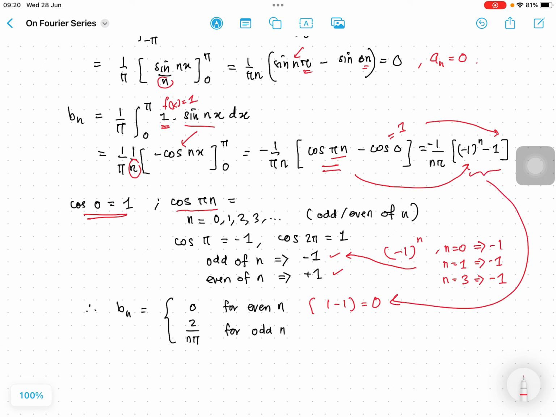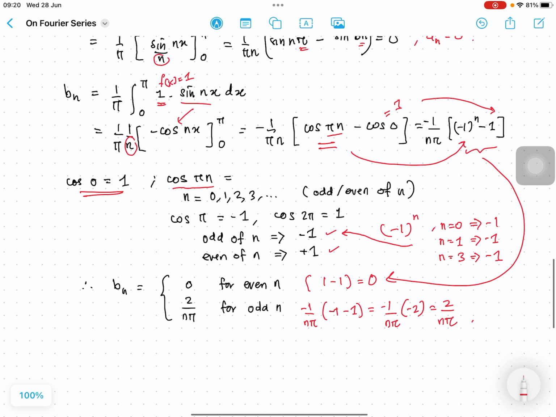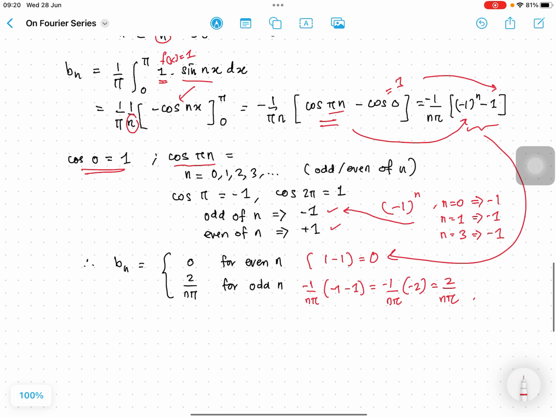But for the odd case, you have n pi, and always 1 minus minus 1, so this is n pi and 2. So you always have 2 over n pi. Or you can just leave it like this. Your bn, if you are confused, is over n pi times 1 minus minus 1 to the n. So you can choose n.